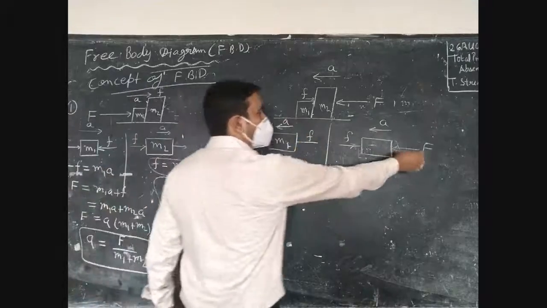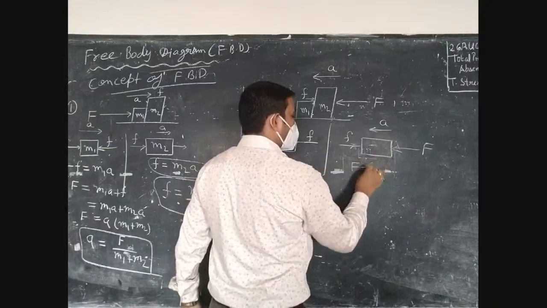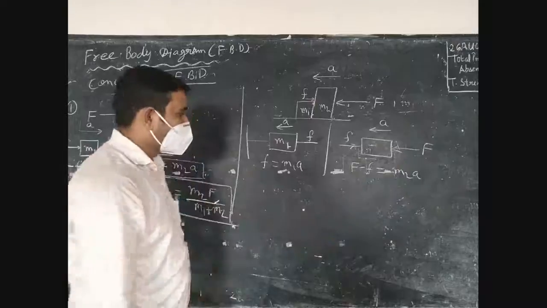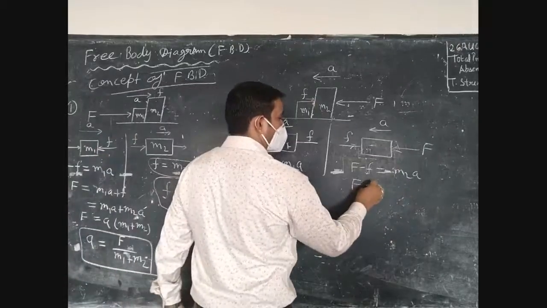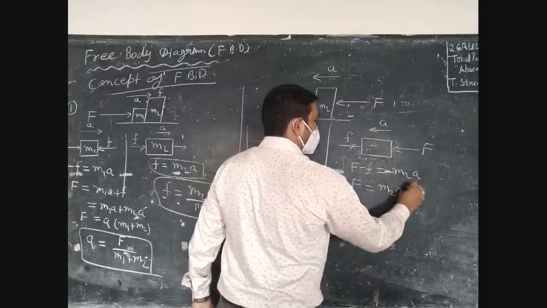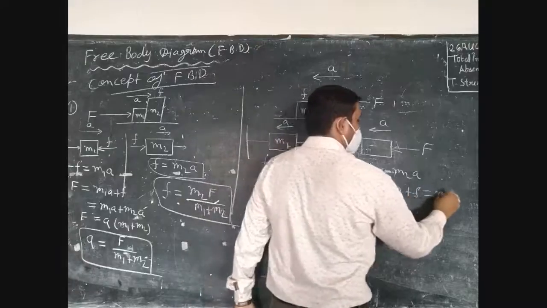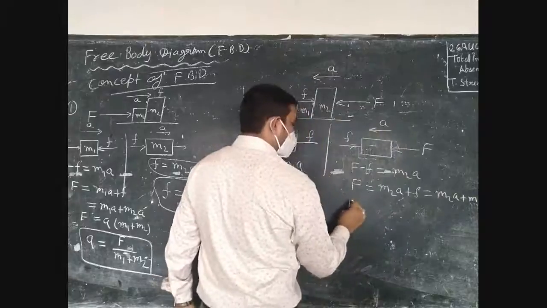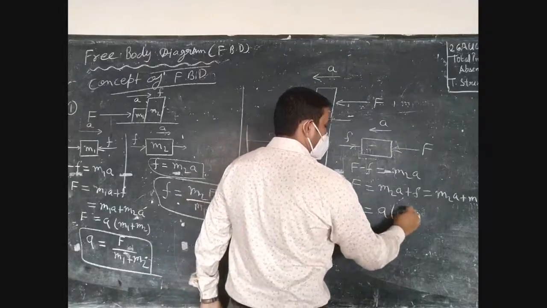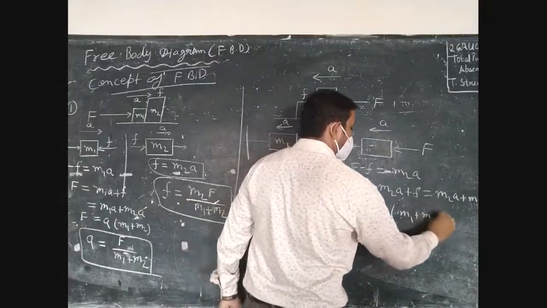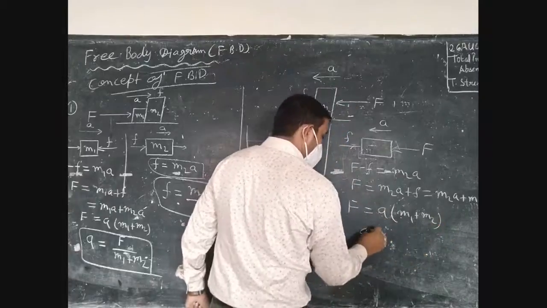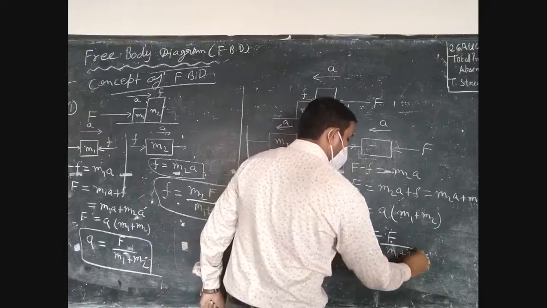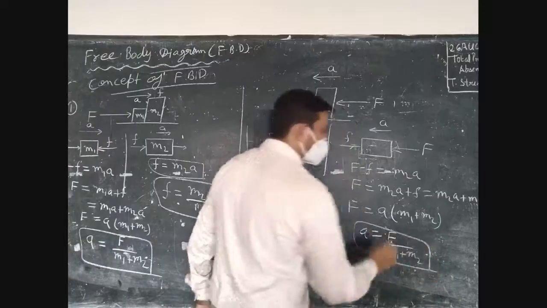Now the equation for this F is M1A, and for this F minus this equal to M2A. By using the values, this F will become M2A plus F, that is M2A plus M1A. So you will get from here A(M1 plus M2), that is A is equal to F upon M1 plus M2. This is the acceleration.